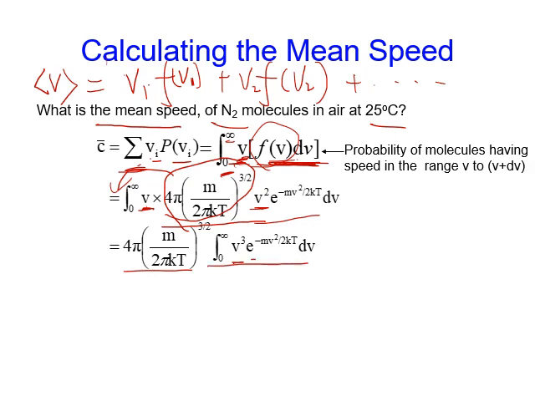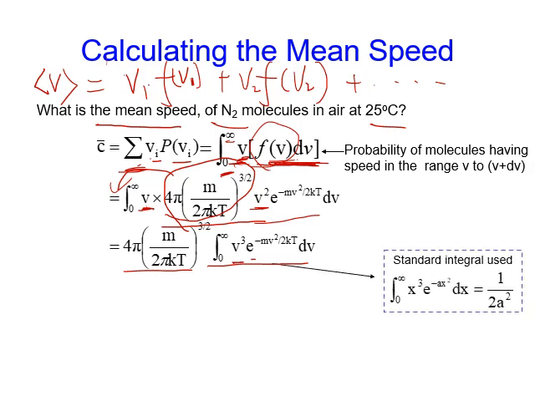One way to do it is to look at a calculus textbook, where you will find the standard integral. This integral says that the integration of x to the third power times e to the negative a x squared, from 0 to infinity, gives you 1 over 2a squared. If you compare these two equations, you will see that we can replace x by v. Here is x squared, here is v squared, so instead of x you use v.